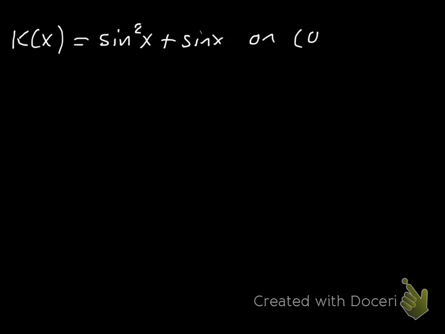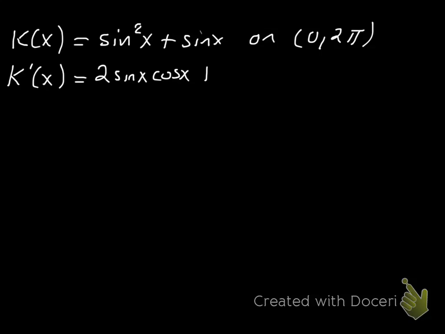Alright, this example is going to need a little bit of trick. We're going to look at the function k of x equals sine squared x plus sine of x, and we're going to look at it on the interval 0 to 2 pi. We'll take the derivative, and we'll need to use the chain rule on the first part. The outside function is the square function, so it's 2 sine, which is the base, to the first power, times the derivative of the base, which is cosine x. Derivative of sine is cosine x.